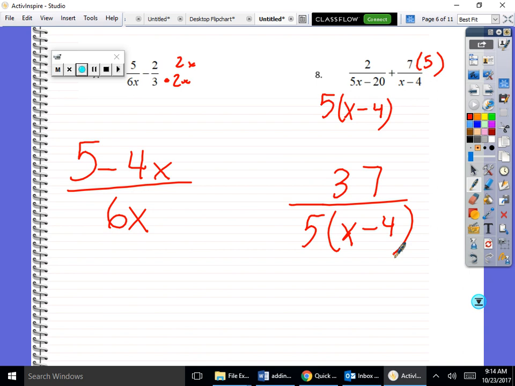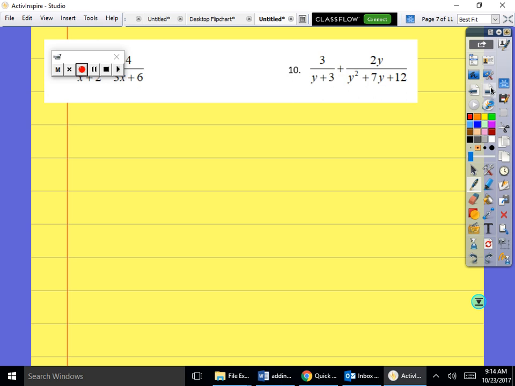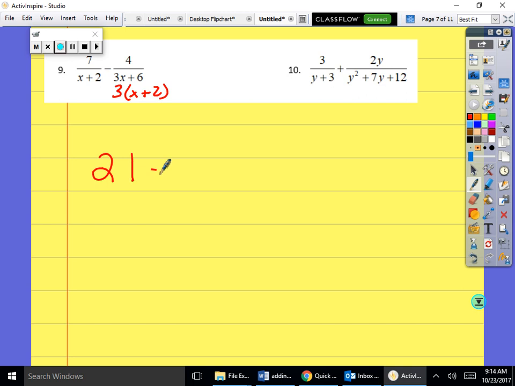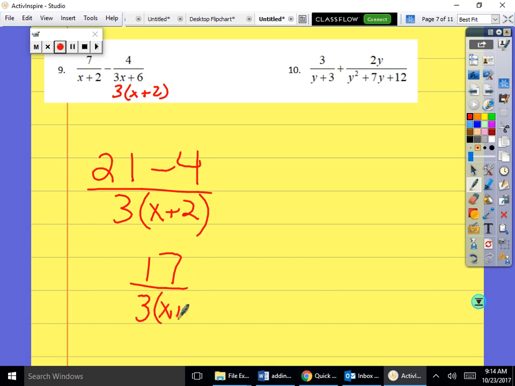Okay, so ask your question again. It has to be the same multiple. So the 5 is important because this one is 5 times this, so this is missing the 5. Okay. All right, number 9. Sorry, this is in the way. Okay, so this is 3 times x plus 2, which means this fraction's missing 3. So you get 21 minus 4 over 3x plus 2, 17 over 3x plus 2.